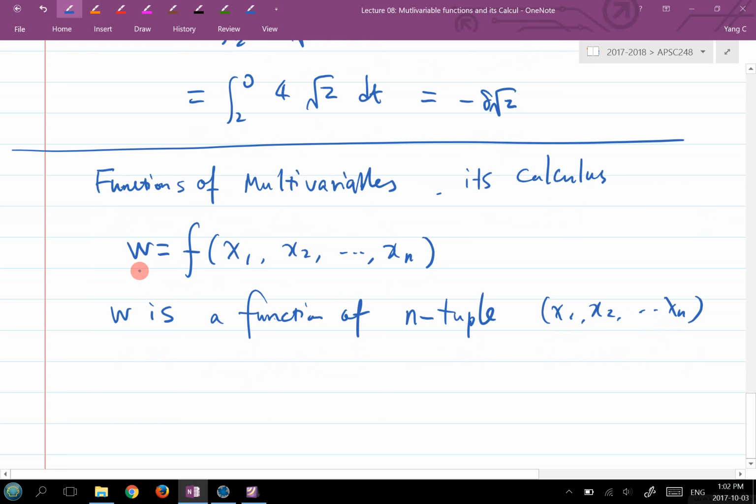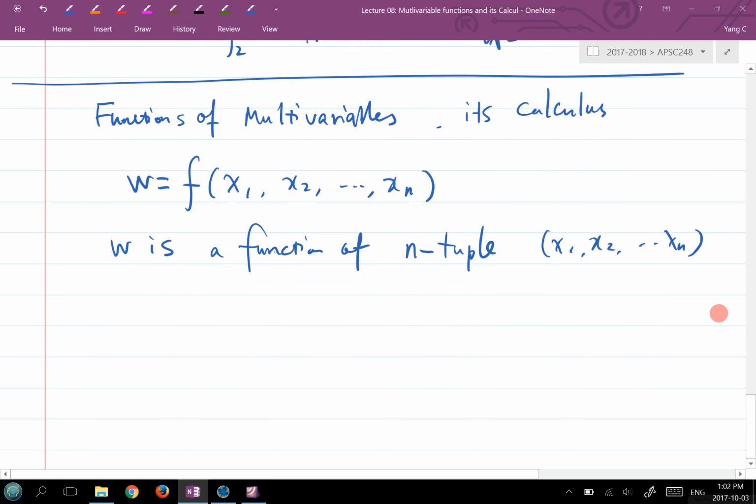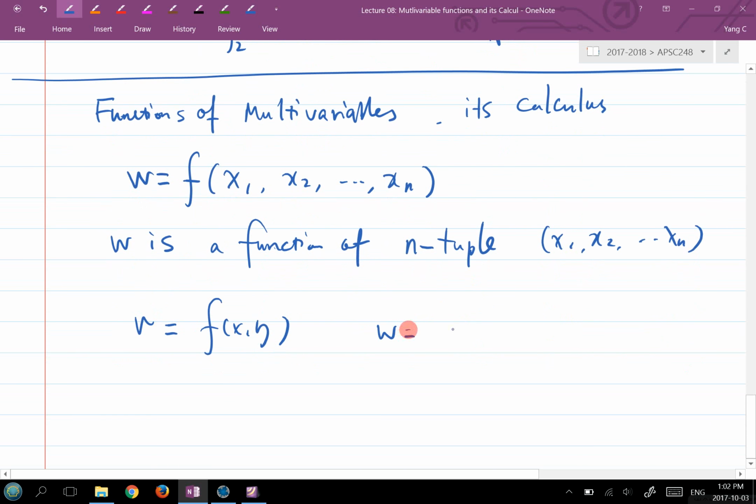That's a multivariable function. Up to now in your calculus course, you have all learned about basically functions of a single variable. Multivariable functions are very useful. Especially, we're going to focus on functions of two variables, and at maximum we're going to look at functions of three variables. That's what we're going to focus on here.